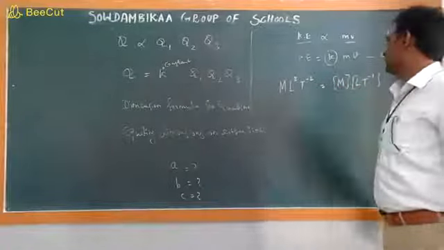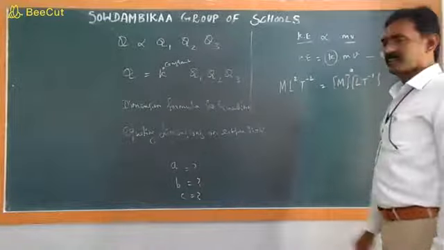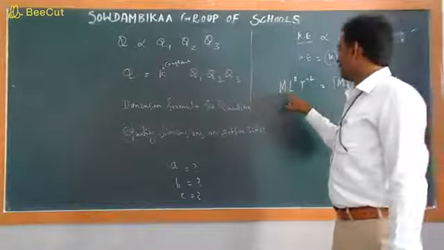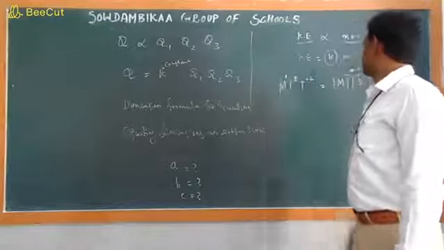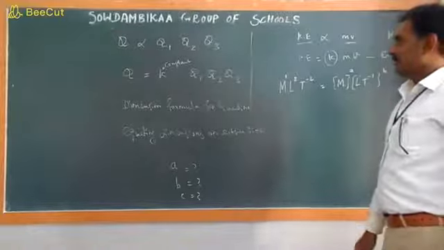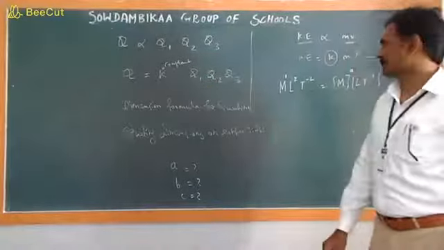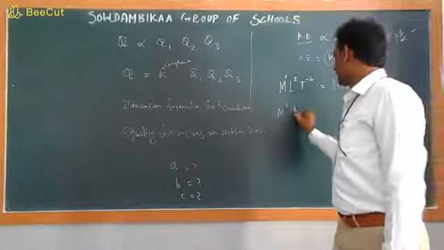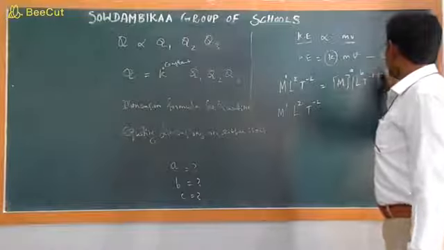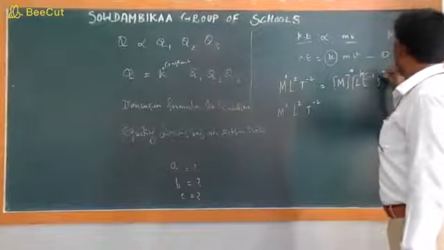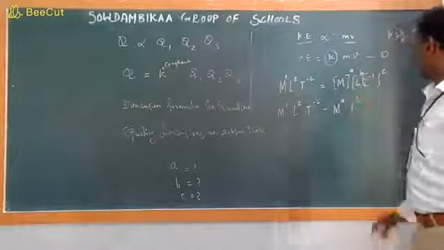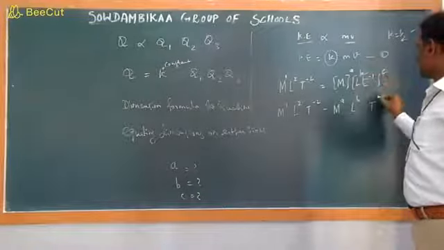Okay. Now written as mass power a, L is denoted by b, T is denoted by c. Here also M is denoted by M power 1. First, I am writing the dimensions on both sides. Here, what is the dimension? M power 1, L power 2, then T power minus 2. Here, M power a, L power b, and then T power minus 1 power c, so it is T power minus c.